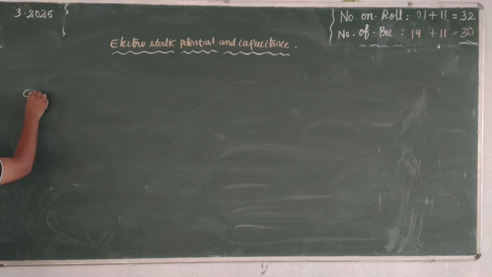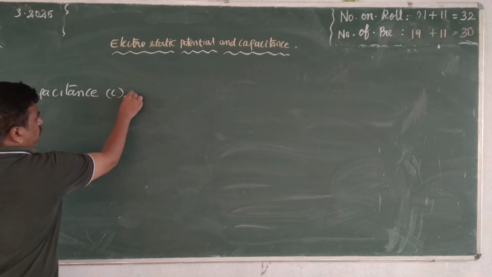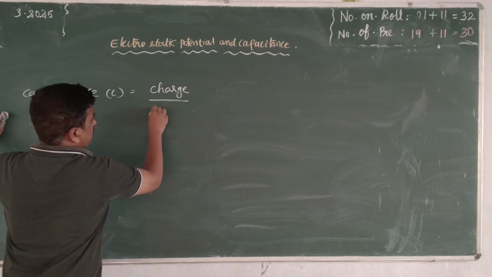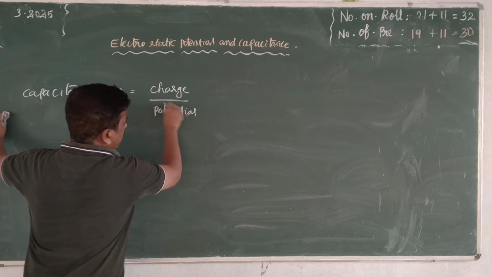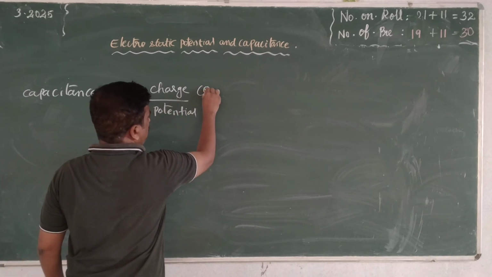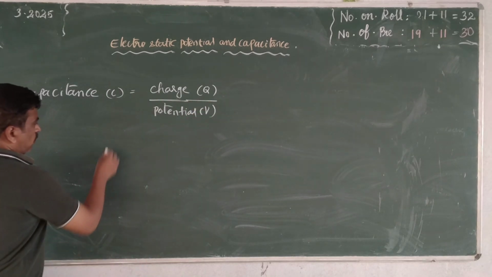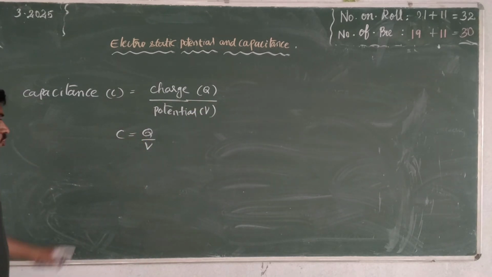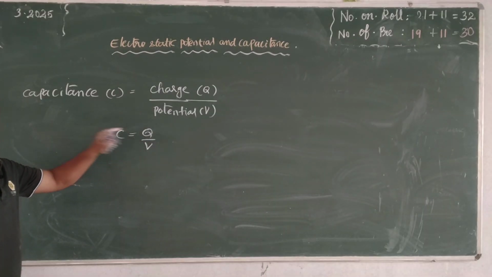See, capacitance C equals charge per potential. Charge is q, potential is V. So C equals q by V. C equals q by V. C means capacitance, q means charge, V means potential.